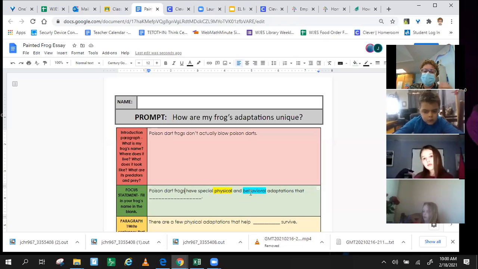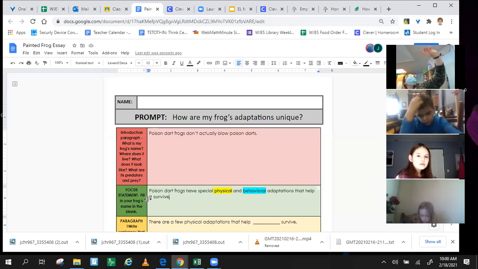Poison dart frogs have special physical and behavioral adaptations that, now what do those dotted lines mean? You have to type in what you wanted to finish that sentence with, right? To make it your own. So again, I'm just going to highlight it and then type in whatever I want at the end of that sentence. All right, does that make sense? For right now, I'm going to stop us and move on so you don't have all of the rest of class just to do the introduction. We're going to talk about the next section and take some notes about it after you've had a little bit of time to work.